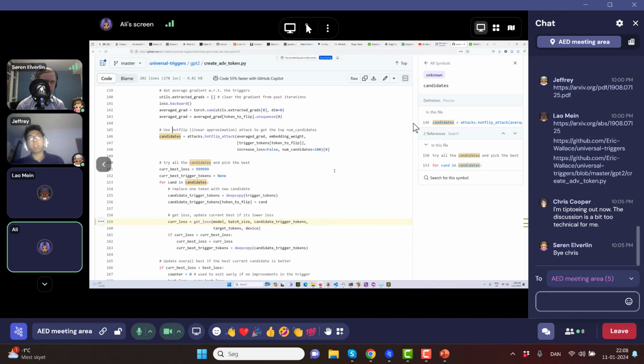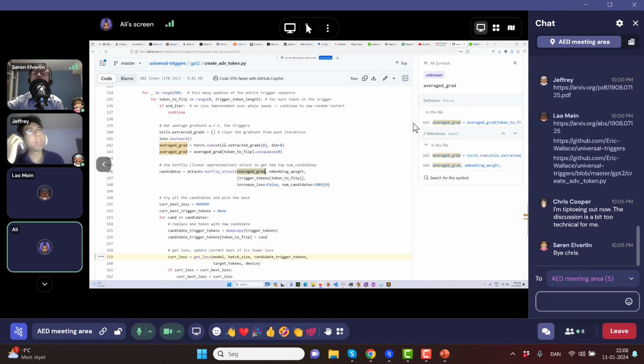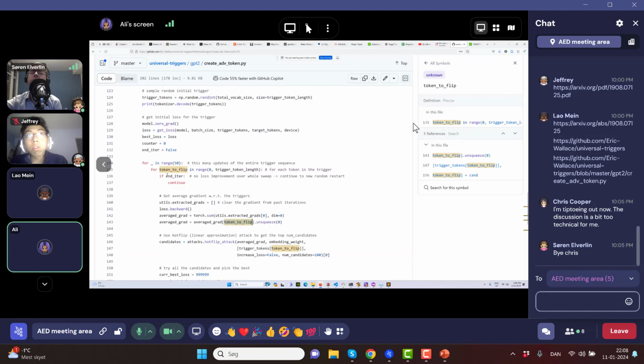Okay. I guess the issue with that is that it seems to be computing an average gradient, so it can't just be finding the tokens that are nearby, right? There's something else going on in there in order to generate the candidates. This average gradient. So it seems like the average gradient is found by looking at the tokens to flip.